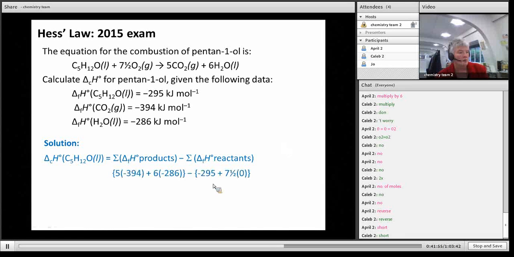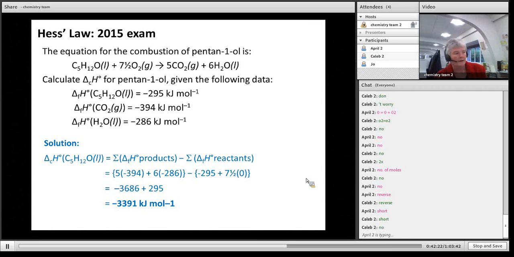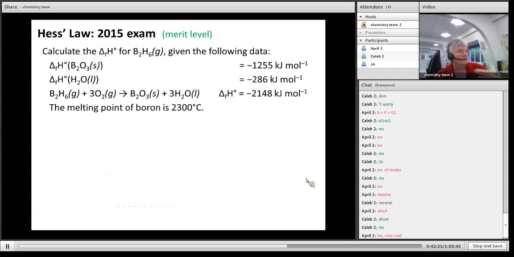And remember, the trick here is, don't just write these down. You've got to multiply by a factor. So if I've got 7.5, okay, 7.5 times 0 is 0. But here you've got to have 6 waters and 5 carbon dioxides. But that's pretty straightforward. Okay. Any questions on that short method? No. Okay.